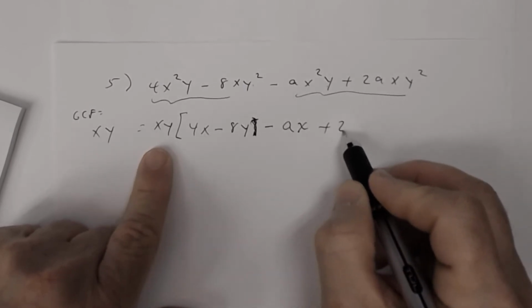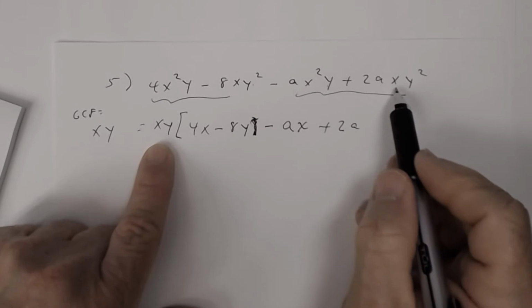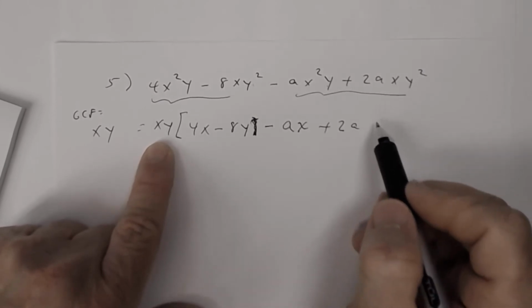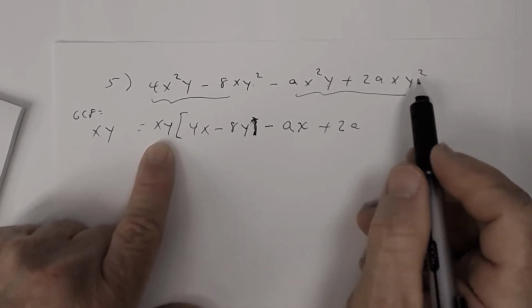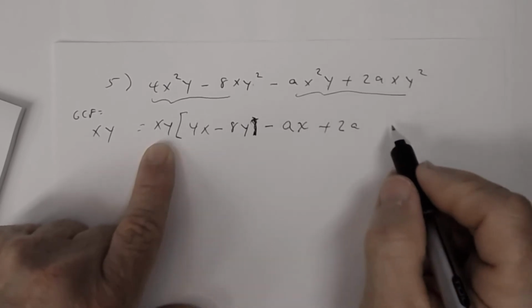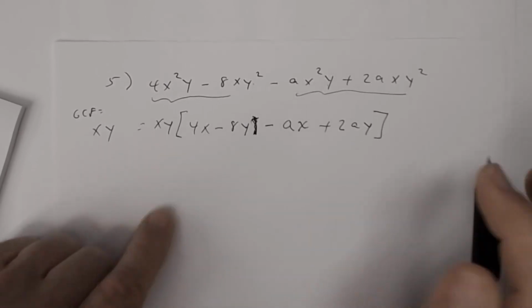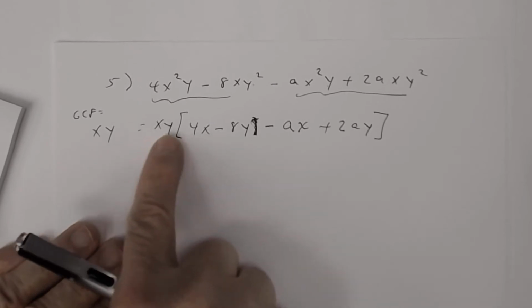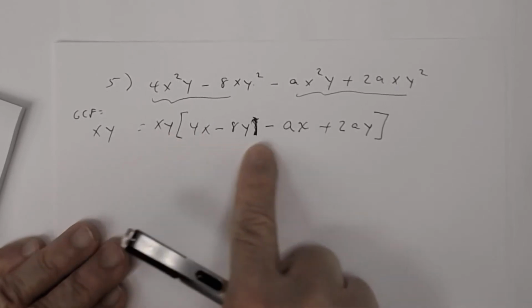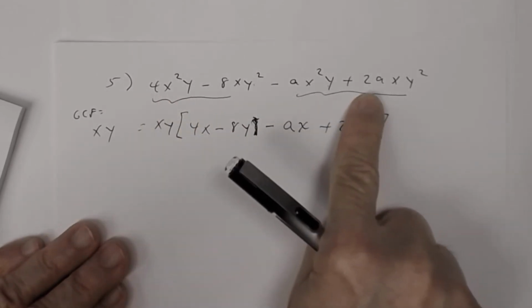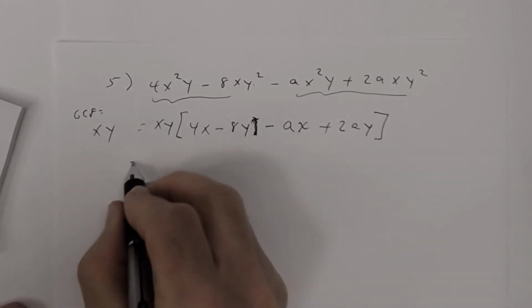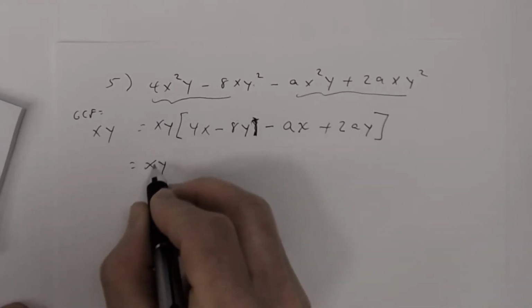So I need a 2. I need an a. I already factored out an x, so I don't need an x anymore. I have 2 factors of y here. I'm factoring out one of them, so I need one of them. All right, so if you check, if you were to distribute xy through here, you get this back. All right, now here's what you got to do next. All right, so don't forget, you factor out the xy.